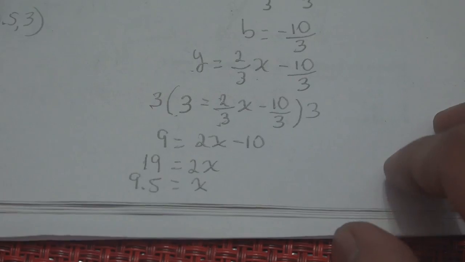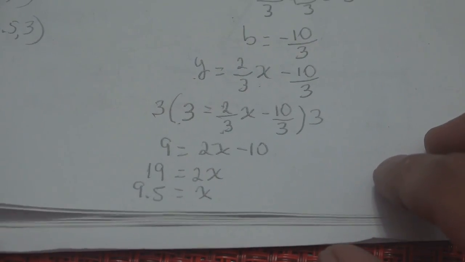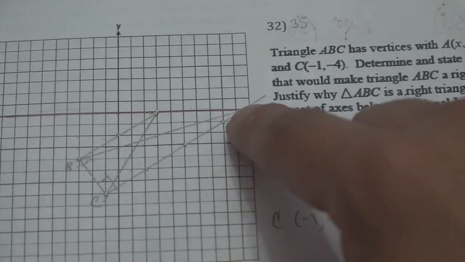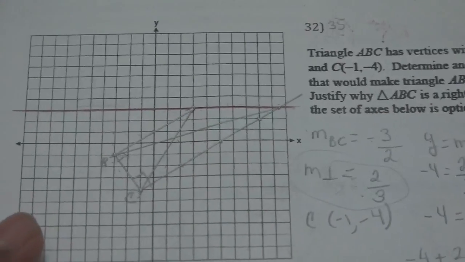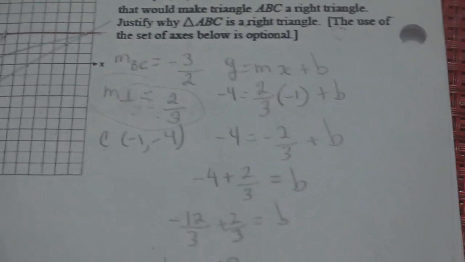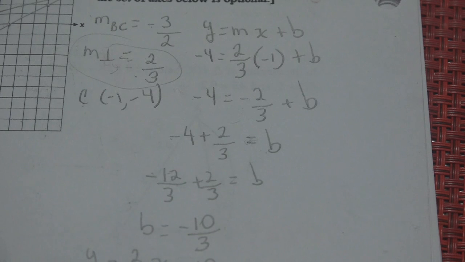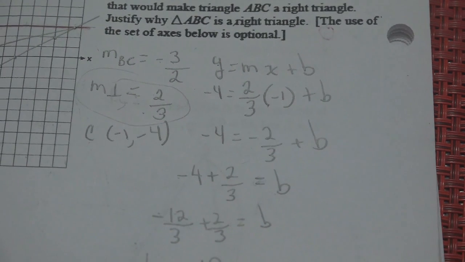Beautiful. So that means that when y is 3, x is 9.5. It was easier to just draw it and do it with the ruler than do it algebraically. But that's how you do it algebraically. If you want another walkthrough, let's do it.